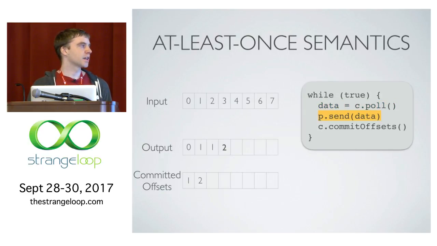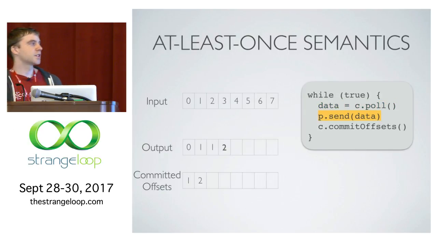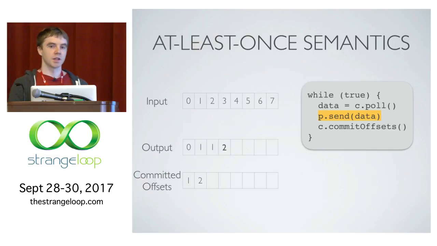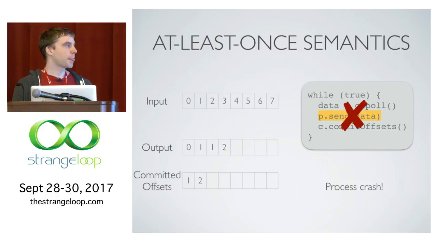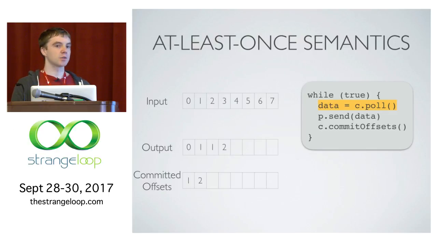The second problem that can happen is you send successfully to the topic, and then you have a crash. So in this case, when you resume, you're going to poll from the latest committed offset, which in this case is 2, which means the next message we need to consume is 2. And we're going to have another duplicate.